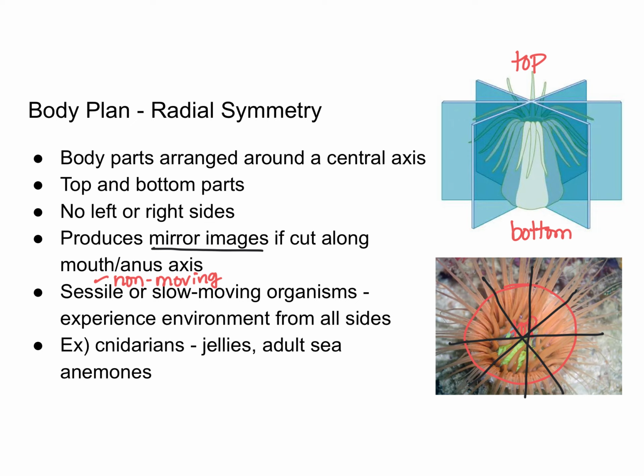Some examples of animals that have radial symmetry would be cnidarians, which are our jellies or jellyfish, our adult sea anemones, which we see right here, and things like a starfish. Starfish have these 5 spots to them. But once again, we could divide it into mirror images of itself by cutting along one of these axes.